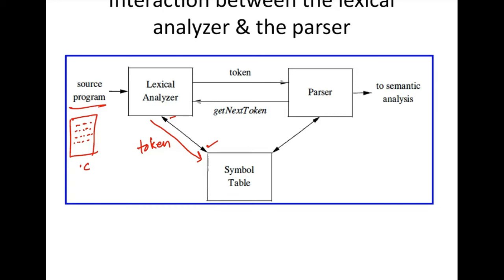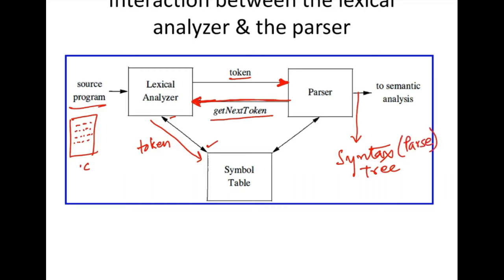Now if you see the communication between the lexical analyzer and the parser, until now we were discussing that the lexical analyzer generates the token and sends it to the parser. But here you can see another communication line from the parser to the lexical analyzer, which I just marked in red, and it is called get next token. The parser will not take all the tokens at a time, because the parser is going to generate a syntax tree, more specifically a parse tree.